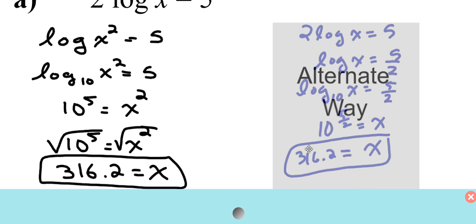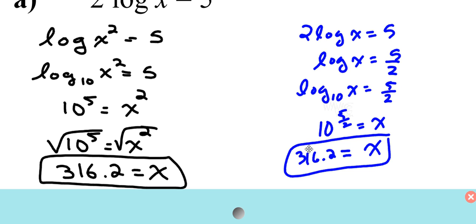I believe the alternate way would be to divide both sides by 2, and then change that log once again to an exponential. It's actually maybe the same, but 10 to the 5 halves, of course, is saying 10 to the 5th power, and then take the square root of that. So the same thing.